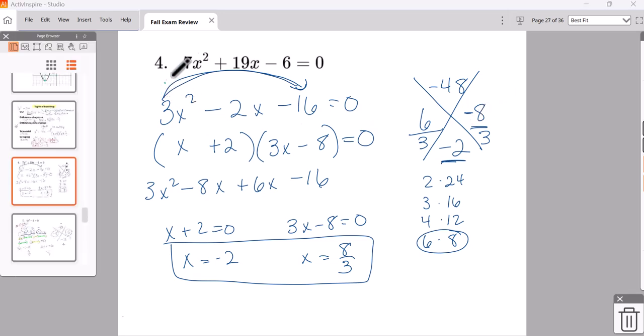So because we multiplied by 3 at the beginning, we have to divide by 3 at the end. So 6 divided by 3 simplifies to 2, but negative 8 over 3 does not simplify. So this turns into 3x minus 8 as your factor. So x plus 2 is your factor, 3x minus 8 is your other factor, and then we can take both of those factors and we can set them both equal to 0. So then x would give us negative 2, and this one would be 8/3 when we solve.